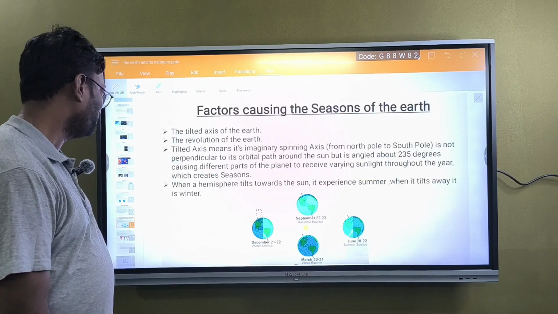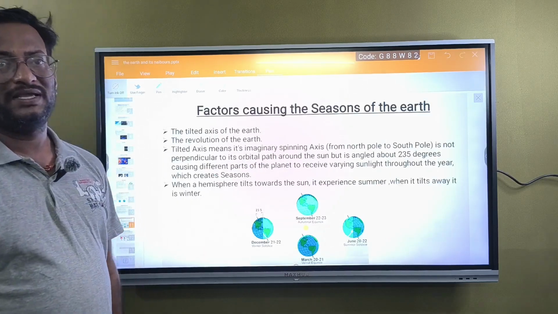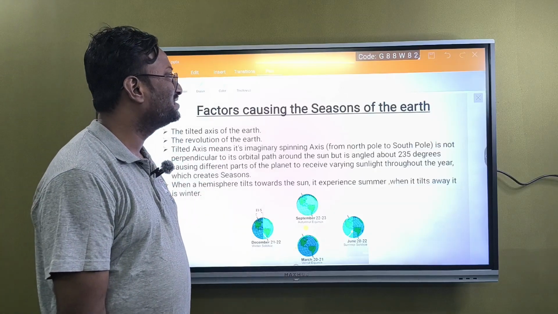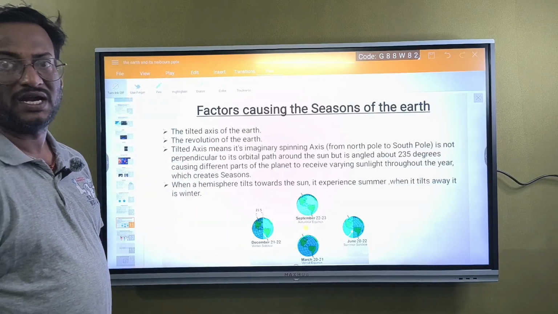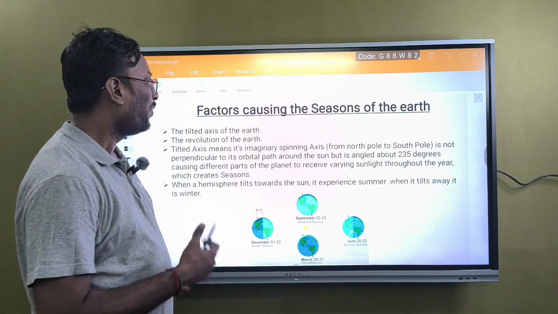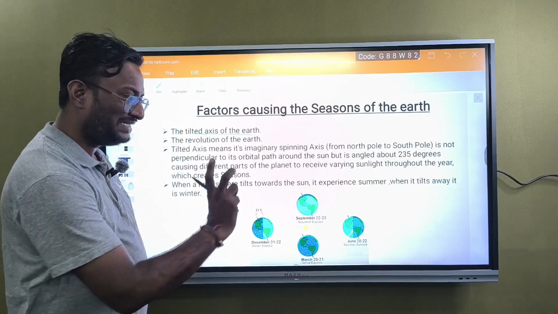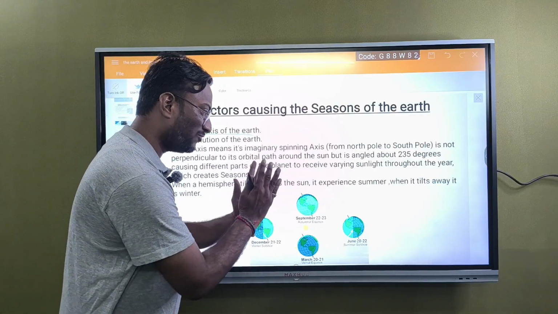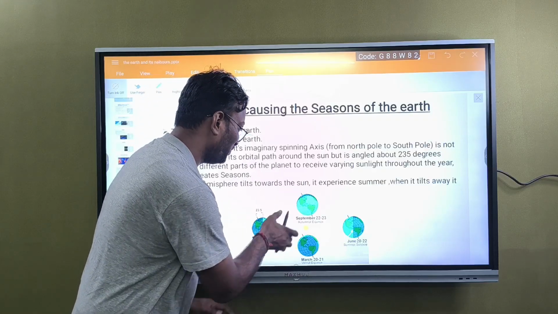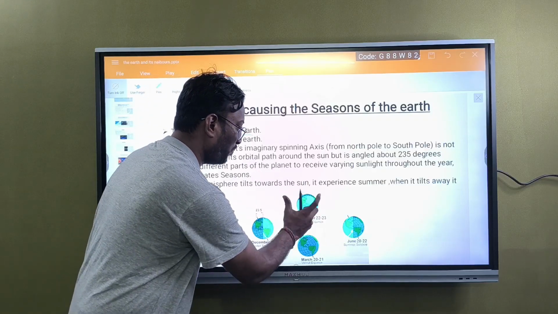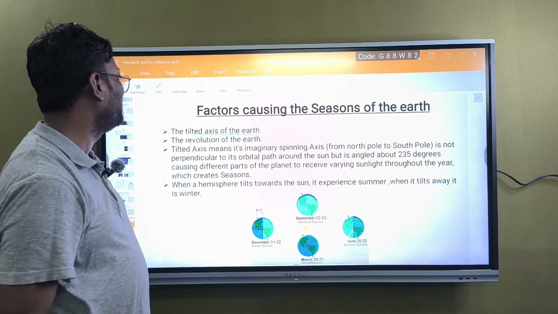21st December. And the next one is factors causing the seasons of earth. In order to have seasons, what are the factors? The tilted axis of the earth. Tilted means while rotating, it will have a small turn. A small turn we call tilting.